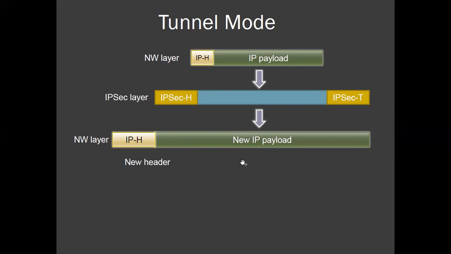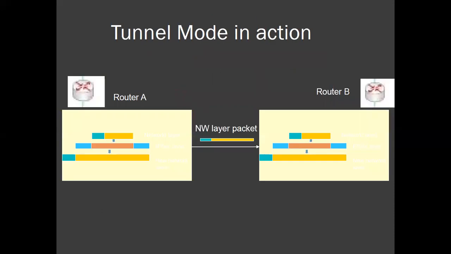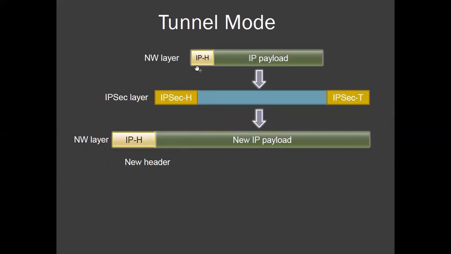The new IP header, as we'll see further, has different information than the original IP header. As we have seen here, there are two IP headers. The first IP header is attached before providing the IPsec security, and then there is a new IP header. How this tunnel mode works, we'll see in the further slides.